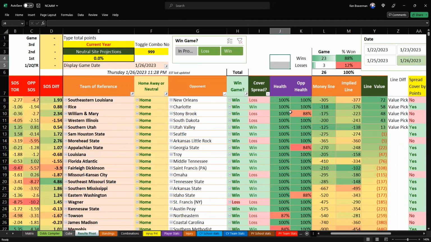These happen to be home teams with fairly low margins that all won, but the algorithm said they had the best line value. Like these 5 were positive line values here. Southeastern Louisiana, Rice, William and Mary, Western Illinois, Southern Utah. They all had positive line values, meaning the line that the algorithm had was worse than the line offered by the odds makers. Odds makers gave you a better line. That's with no home bump at all.